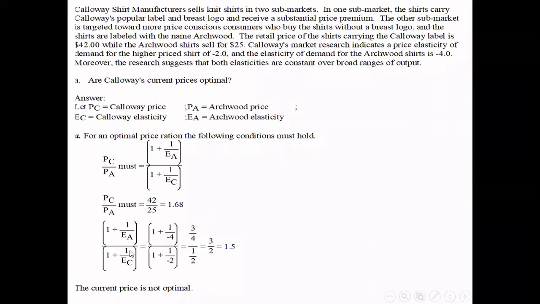When we do the substitution, pay attention that we're going to take the inverse of the equation. So the elasticity of Arkwood will be -4, and the elasticity of Callaway will be -2. I reverse, so in the numerator is 42, and in the denominator it is 25. So we need to look for the optimal relative price, and compare it to the current prices that we have. When we substitute, we find it is 1.5. Since they are not the same, it is not the optimal price.